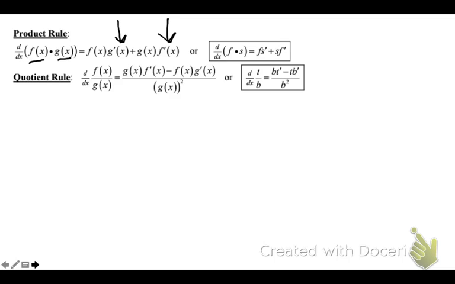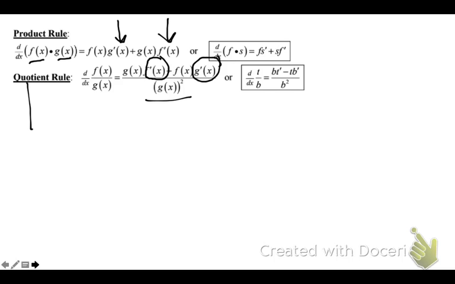This is taking the derivative of a quotient, so something with a numerator and a denominator. This rule says we're going to take the denominator times the derivative of the numerator minus the numerator times the derivative of the denominator, divided by the denominator squared. So there's a lot going on with this rule, and I bet you're wishing there were some way to remember it. And lucky for you, we have a little saying.